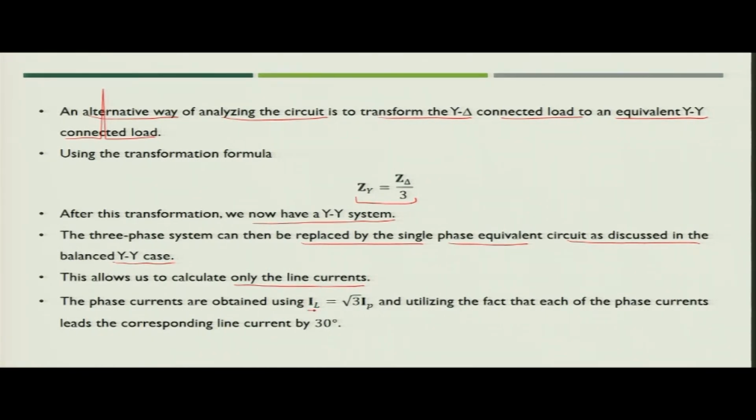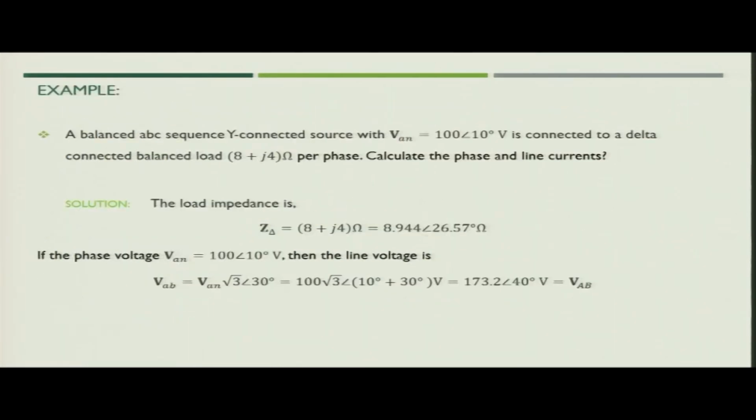Then we have to use our recent discussion that the line current is root 3 times the phase current. So, phase current you can obtain with the help of this relationship, and we utilize the fact that each of the phase currents leads the corresponding line current by 30 degree. So, this will help you to analyze the star delta circuit while you convert star delta into star star combination.